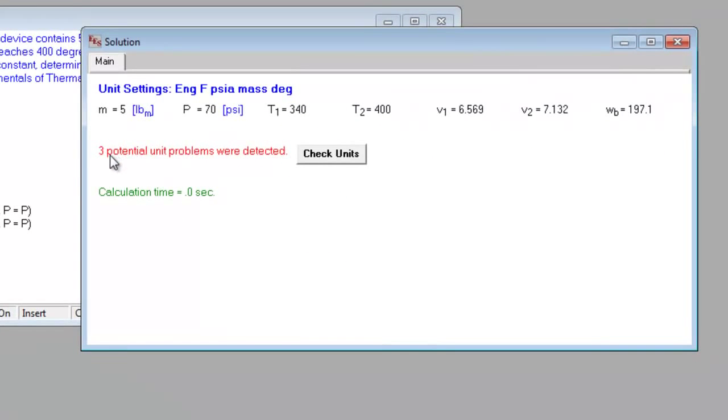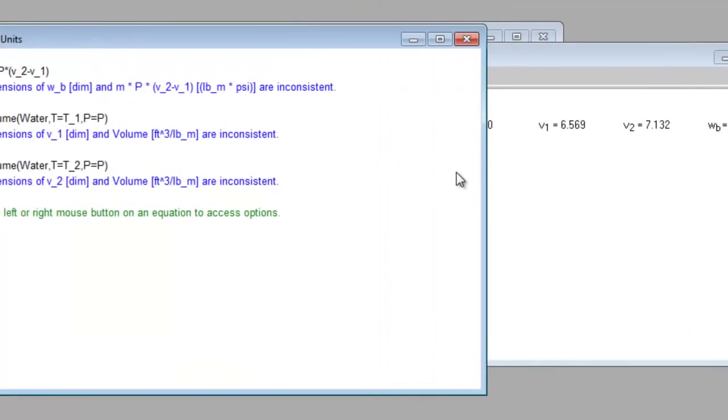We're going to go ahead and ignore the 3 unit problems that were detected, but you can see that it gave you the values that you typed in, and also it solved for these values for V1 and V2 and gave you the work. Now then, this answer is incorrect. Let's check units real quick.